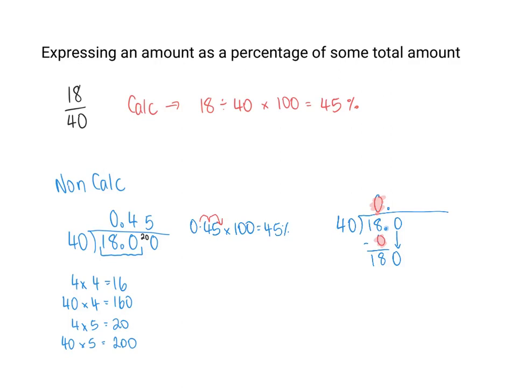We know from the previous example it goes in 4 times. All right, now what we do is we say, well, what's 40 times 4? So 40 times 4 is 160. We put this here and we subtract. So we multiply the 40 by the 4, and that gives us 160. Then we do a subtraction. So 180 take 160 gives you 20. Add another 0, drop it. How many times does 40 go into 200? That gives you 5. So that gives us a decimal value of 0.45. Times that by 100, which gives us 45%.